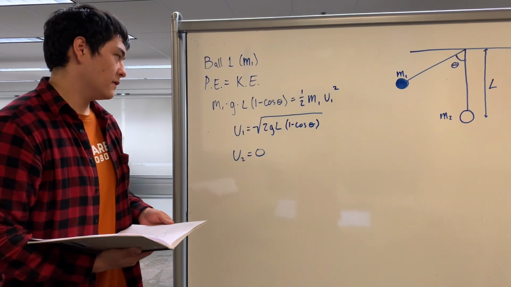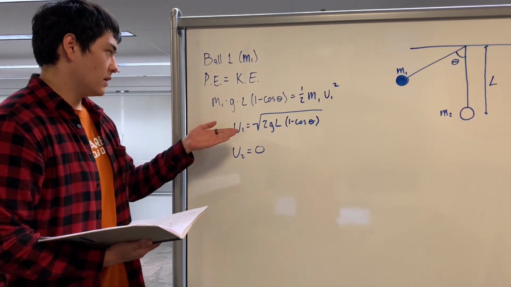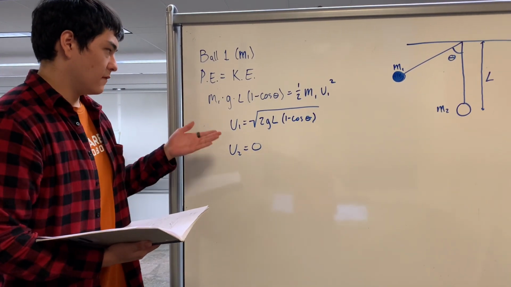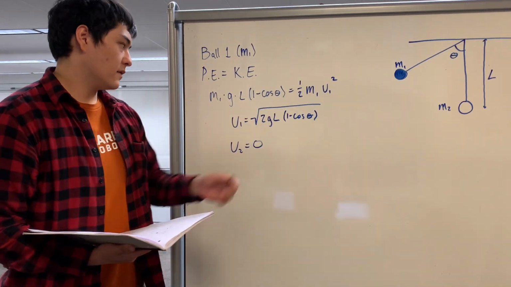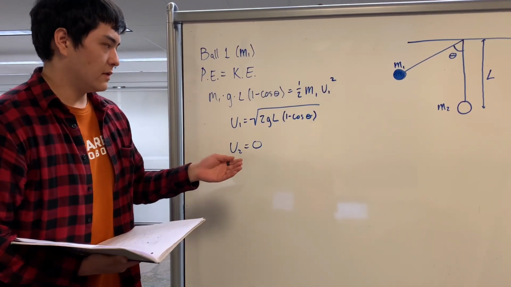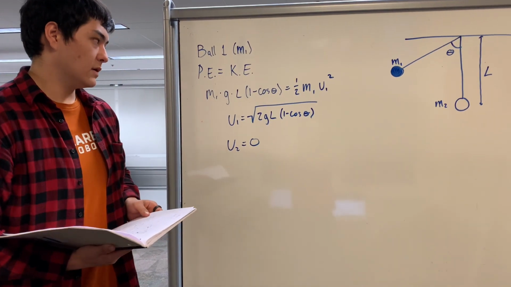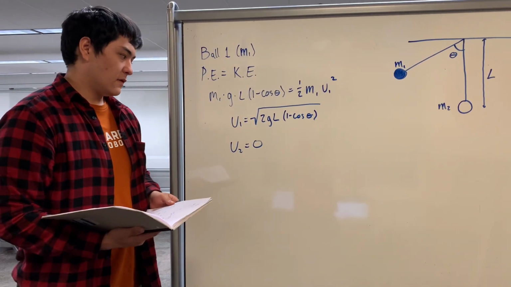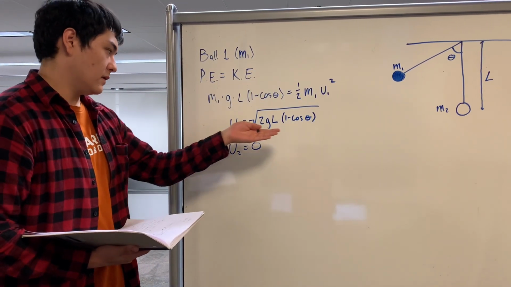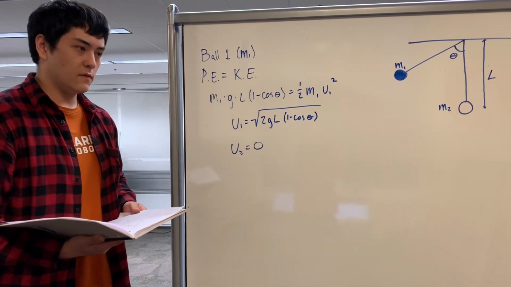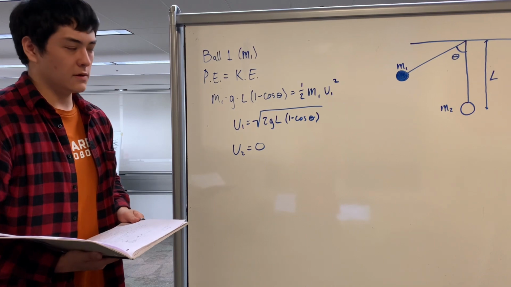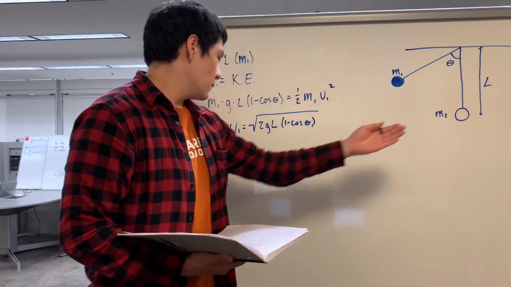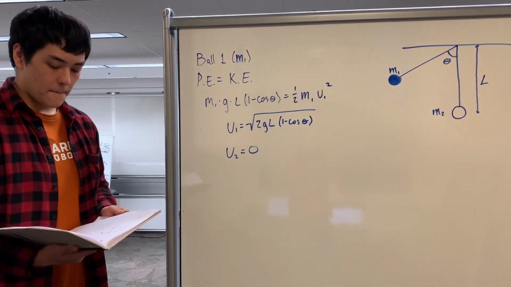The way we set this up is, on the left side of the equation, the potential energy, which is the mass of m1 times gravity times the length of the pendulum times 1 minus cosine theta, which equals the kinetic energy at velocity u1. Then we write this in terms of velocity u1 to get this equation here that represents the initial velocity of the first pendulum before the collision. Also note that within the starting configuration, m2 will have a velocity of 0 because it is stationary.